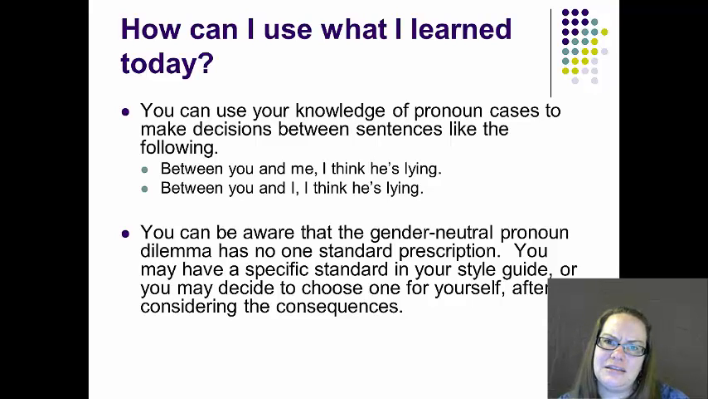Okay. The last thing that I want you to be aware of is that you need to understand that this dilemma of the gender-neutral pronoun doesn't have one specific standard prescription. We're going to be following what our book says, which is that we should not use the word they to refer to a singular antecedent, even when we don't know the gender. And so our exams will be given that way. But that is a shift that's happening in English. And you may decide for yourself to use whichever one of those you feel most comfortable with.